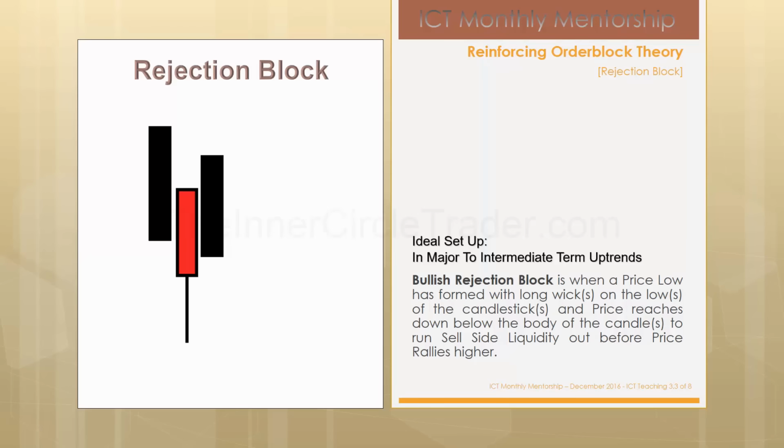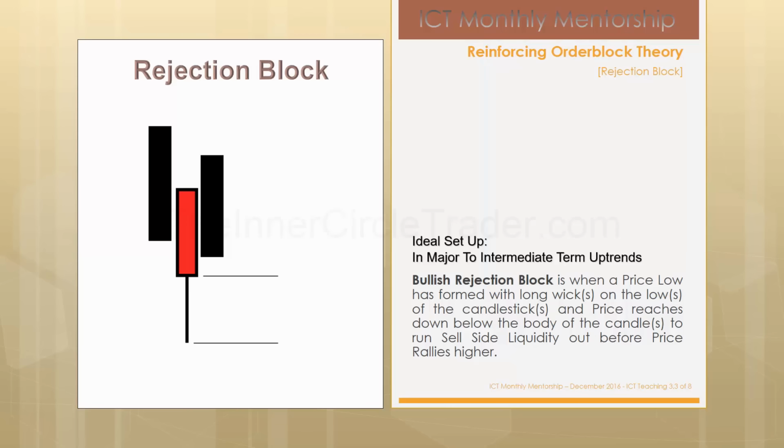So rejection block for the bullish side of the marketplace is, in ideal scenarios, in major to intermediate term uptrends. And a bullish rejection block is when a price low has formed with a long wick or wicks. It could be formed over multiple candles. And the low or lows of the candlestick or candlesticks, again, it's not limited to just one candle. And price reaches down below the body of the candle to run the sell side liquidity out before price rallies higher.